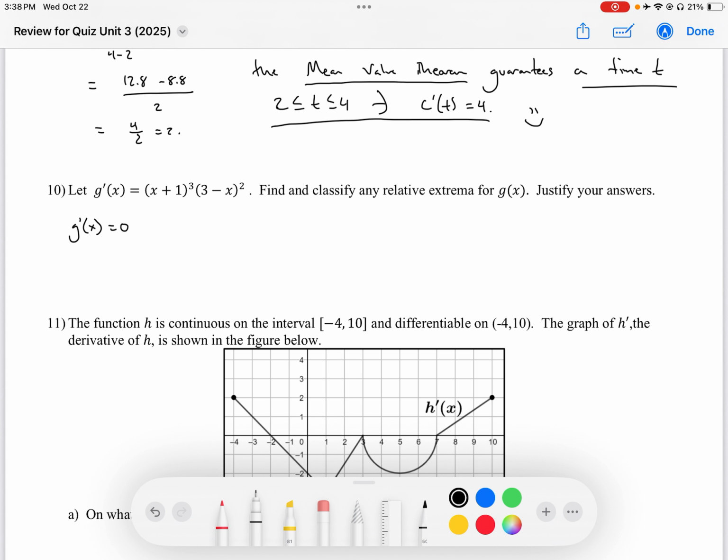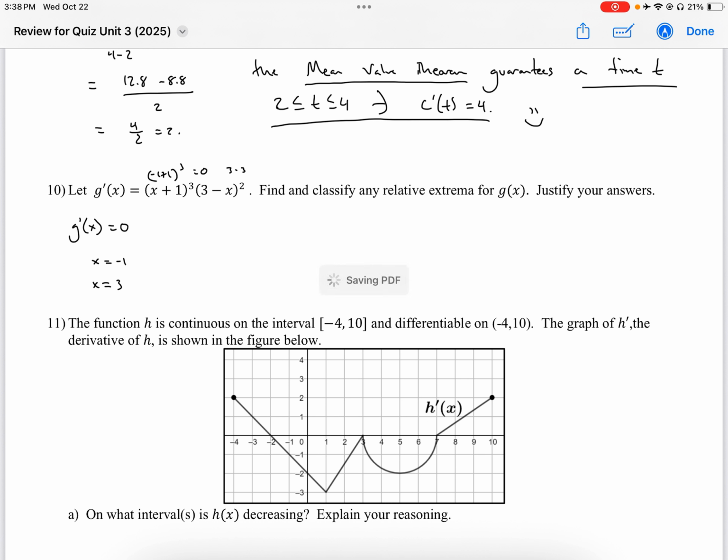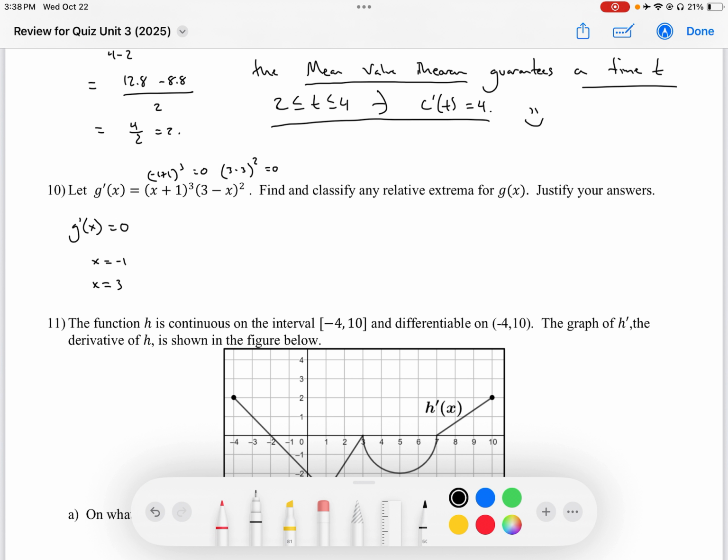Well, it's somewhat obviously equal to 0. Maybe obvious, maybe not, but hopefully, if x equals negative 1, or if x equals 3, right? Because negative 1 plus 1 cubed would be 0, and 3 minus 3 squared, I lost my pen, squared would be 0. So I can see that those are the values of x that make g prime 0, aka those are my critical points. So now I need to use the first derivative test to analyze those points and see if they are maxes or mins or neither.